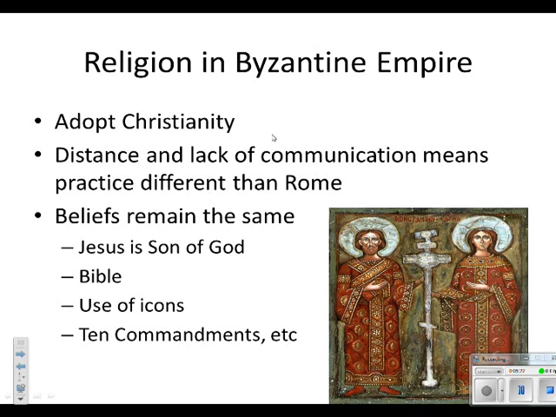They still believe Jesus is the Son of God. They still read the Bible. They still use icons. They still follow the Ten Commandments. They are still the same religions. The beliefs do not change. What changes is how they practice it. Let's take a look at how that played out.